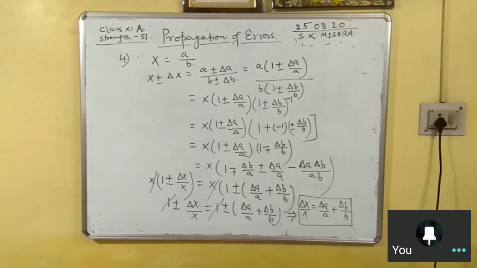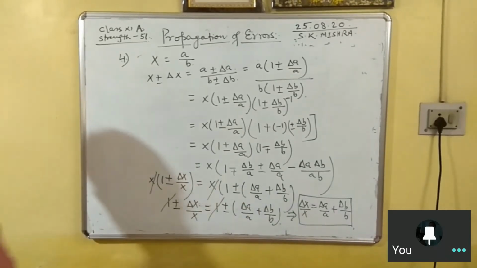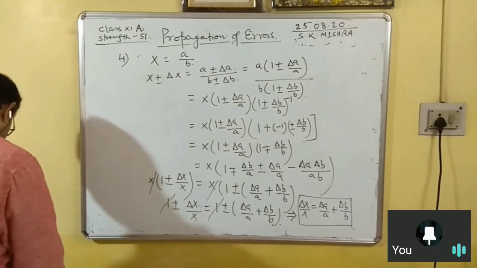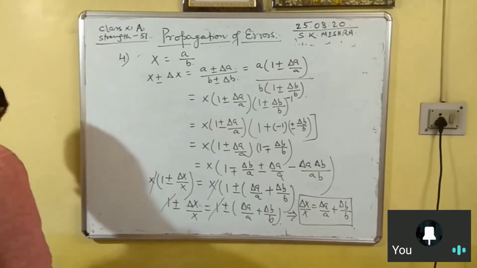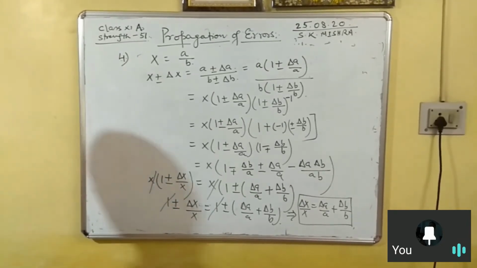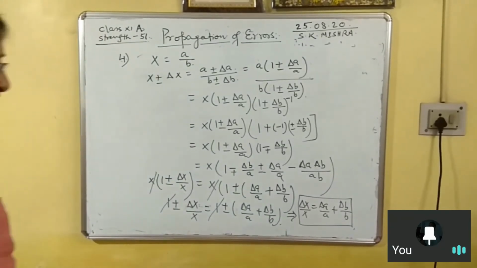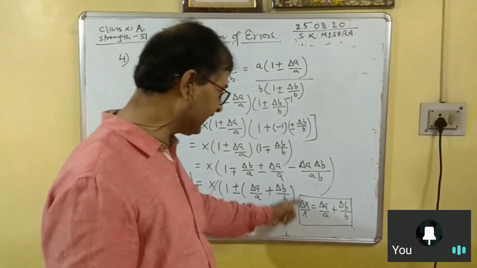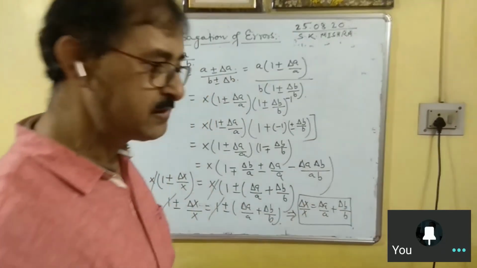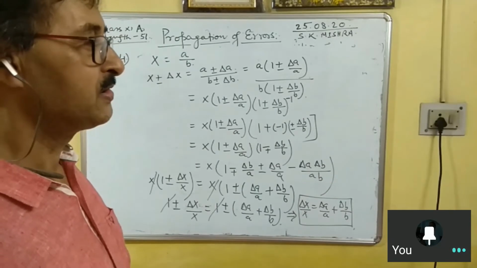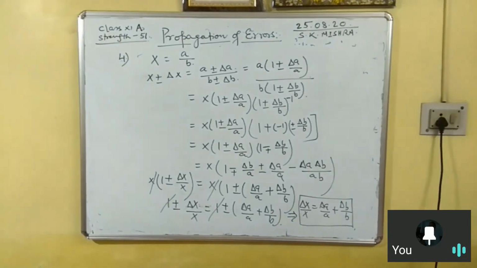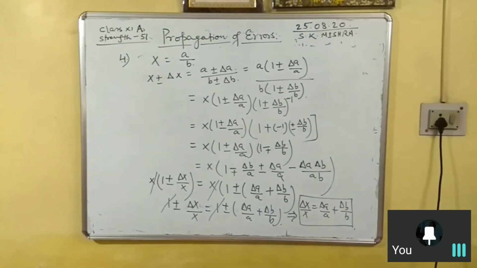Okay? Have you taken the snapshot? Is it not visible? Is it visible to you? It's still not visible. Now I'm giving you. Oh, you are writing delta X by X, is it? Okay. So delta X by X is equal to delta A by A plus delta B by B. So should I rub the board? Yeah.